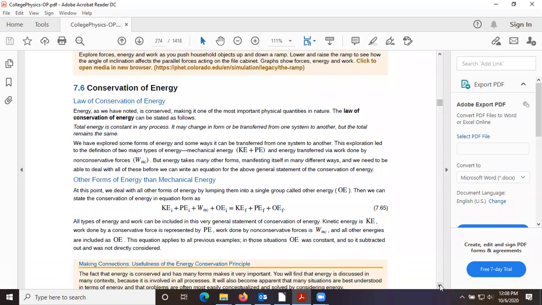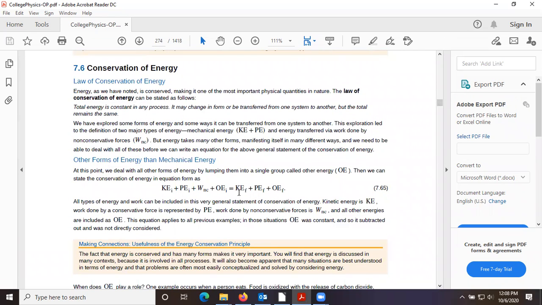And energy is always conserved. Now, here's all your energies. Here's your other energies. And these are non-conservative works, other energies. And so what we try and do is we try and minimize our non-conservative and our other energies, such that we can say KEi plus PEi is KE final plus PE final.